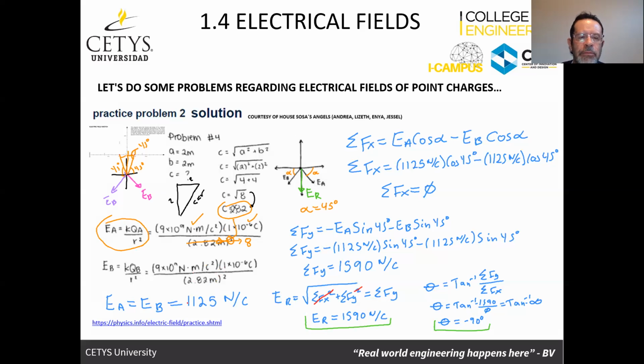If we use all of the decimals, we should get 1125. And both of them, both EA and EB, are the same, because it's the same situation. We have the same distances here and here, so they're going to be exactly the same. And so that value is 1125 newtons per Coulomb.